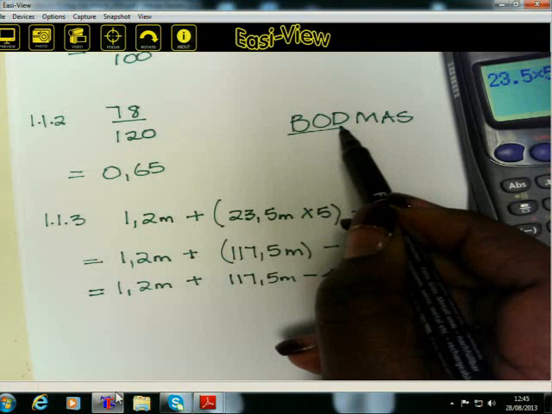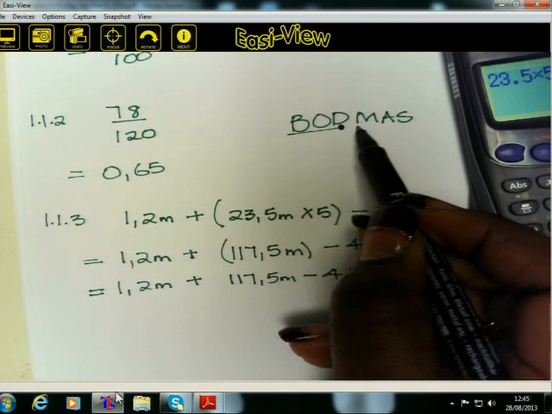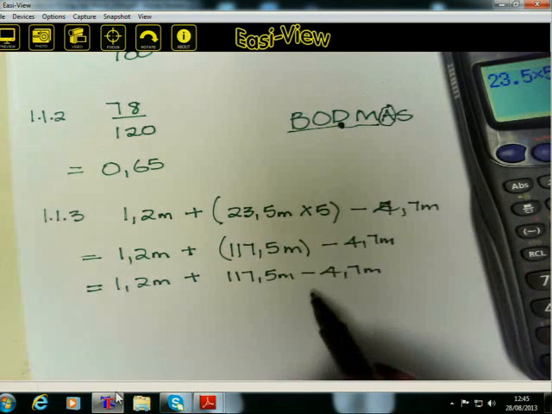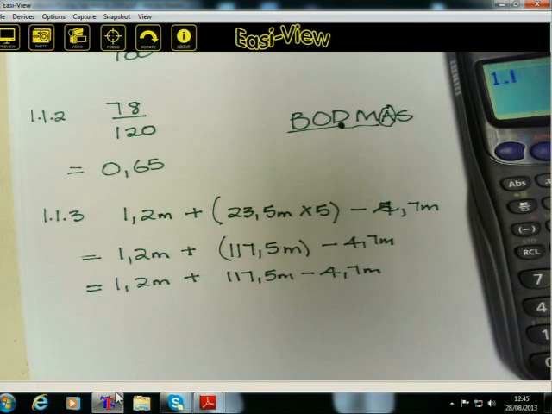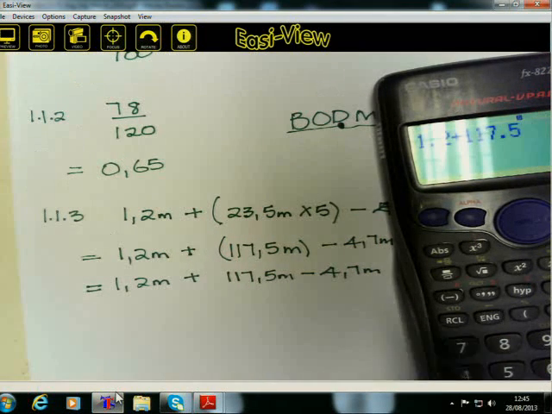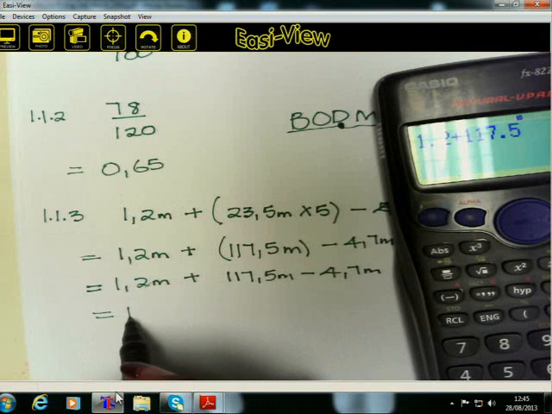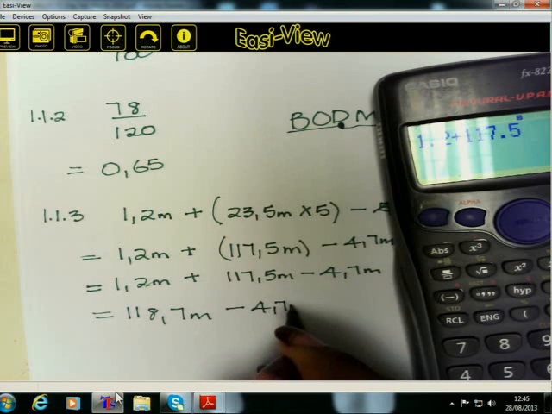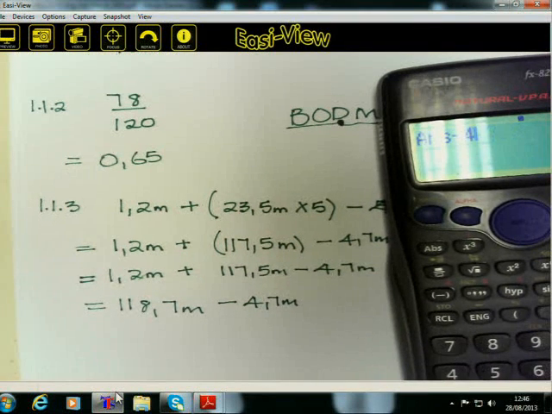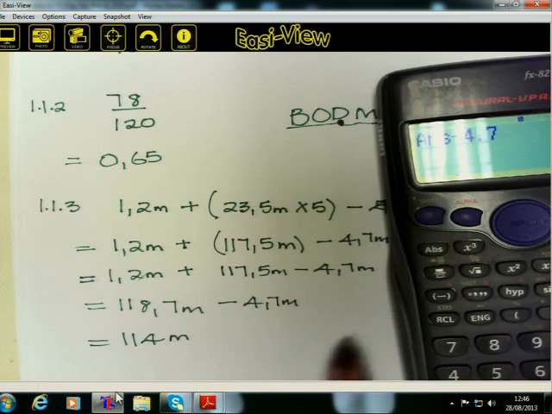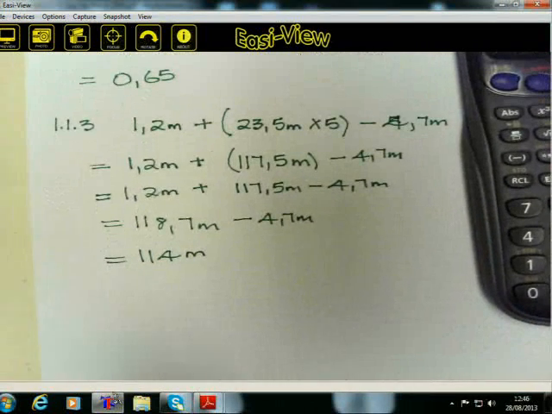Now we have removed the brackets. There is no division. We don't have a multiplication sign in this step. So the next thing that we need to do is to add before we can subtract. And then we go to 1,2 meters plus 117,5 meters. It gives us 118,7 meters. Remember your minus 4,7 meters. So we can go through that as well. Minus 4,7, and it gives us 114 meters. So our answer in this case is 114 meters.